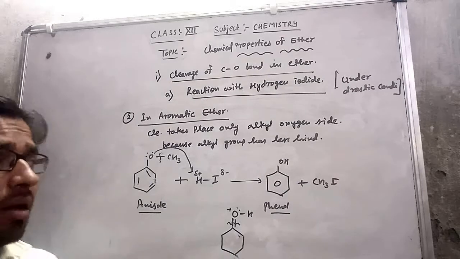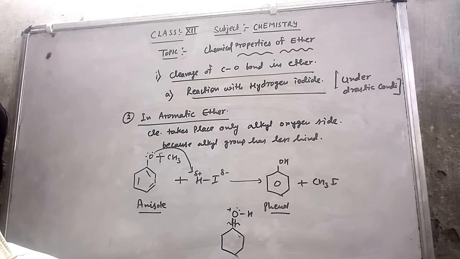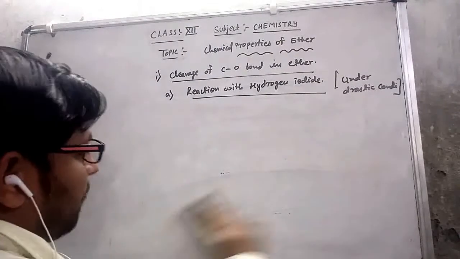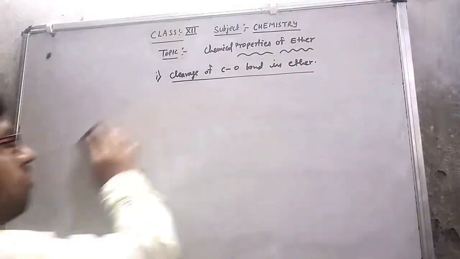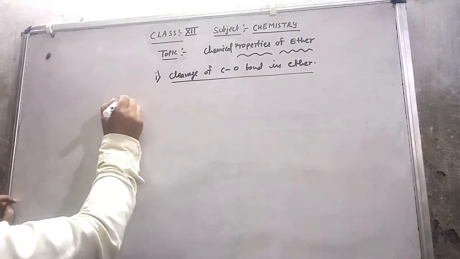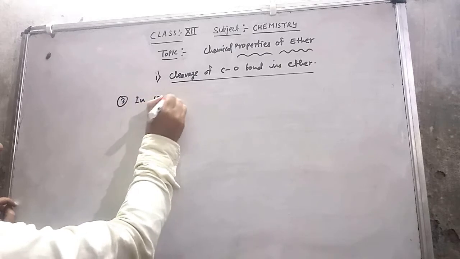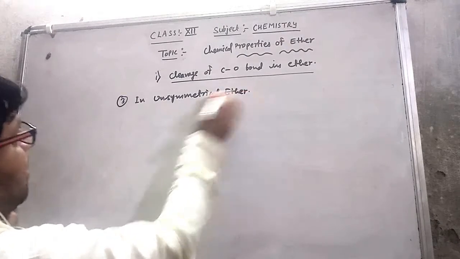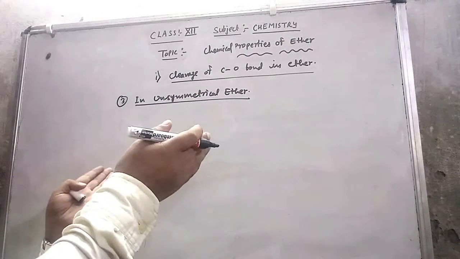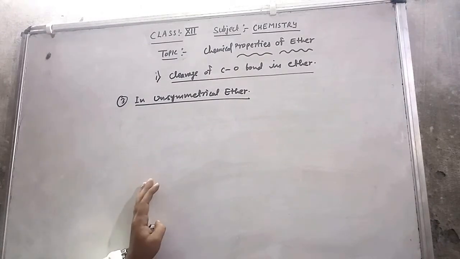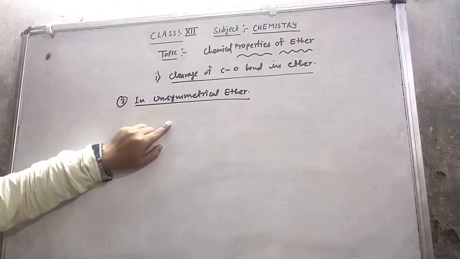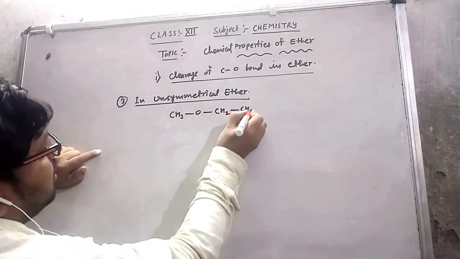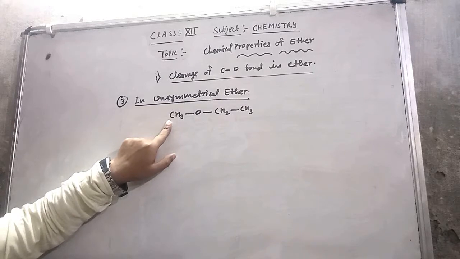Now the third point is unsymmetrical ether. Unsymmetrical ether means that on both sides of the oxygen, the alkyl chains have a different number of carbons. Suppose I take CH3-O-CH2CH3. Here you can see that on this side only one carbon is available, that is the methyl.